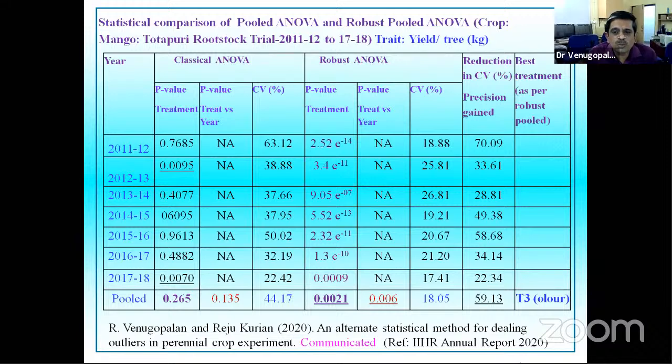When we applied the robust ANOVA, you can see that the CV value has drastically reduced. This NA represents not applicable because here we are having pooled data. For the pooled data, that is the last row, what we infer is that the p-value has not only drastically reduced, but there is a reduction in CV to the tune of 60%. So we were able to identify T3 Volur as the best treatment over the years without removing the aberrant replication in any of the treatments for any of the years. This paper has been communicated recently, and it is already available in the IHR annual report.